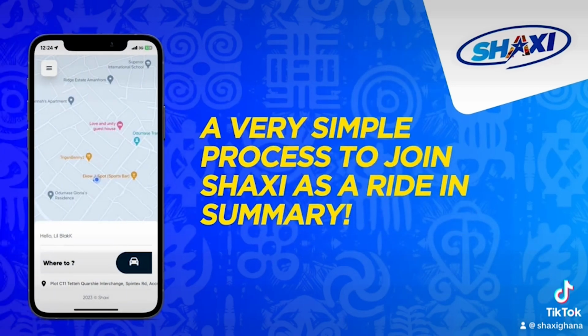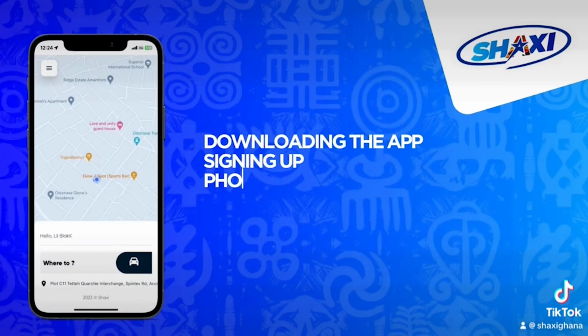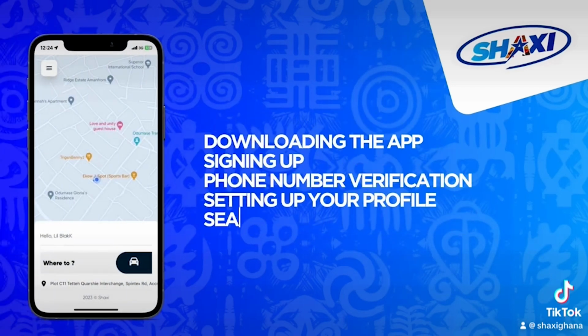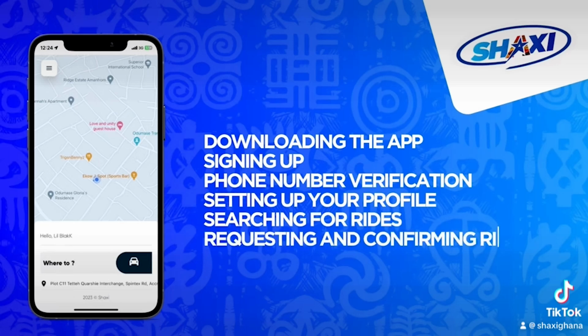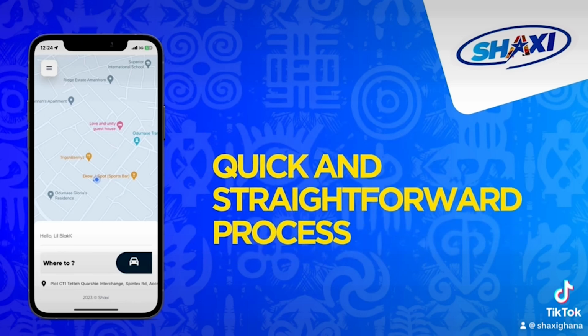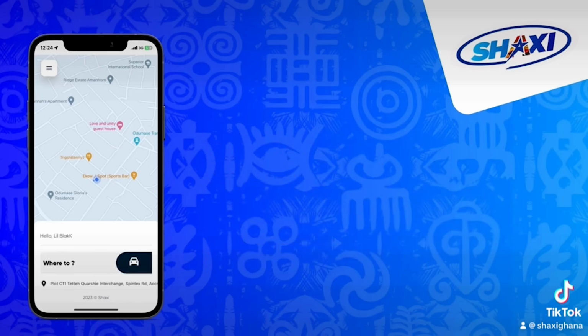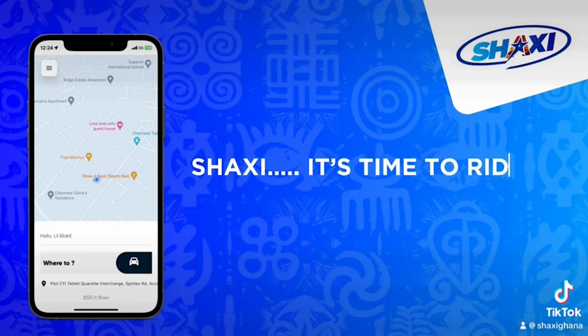So there you have it. Joining Shaxi as a rider is as simple as downloading the app, signing up, verifying your phone number, setting up your profile, searching for rides, requesting and confirming your ride, and then enjoying the journey. It's a quick and straightforward process designed to make your life easier. With Shaxi, the world is at your fingertips. Shaxi, it's time to ride.